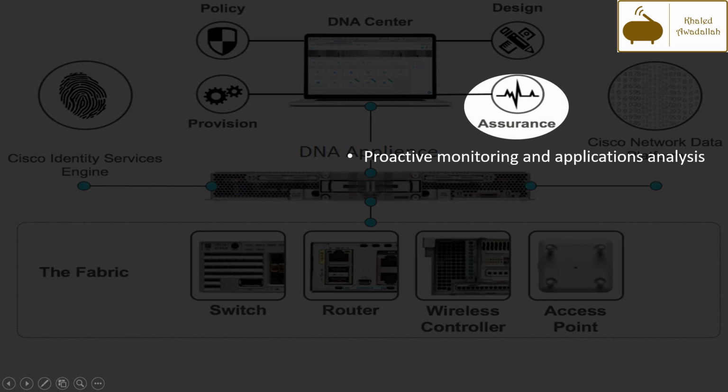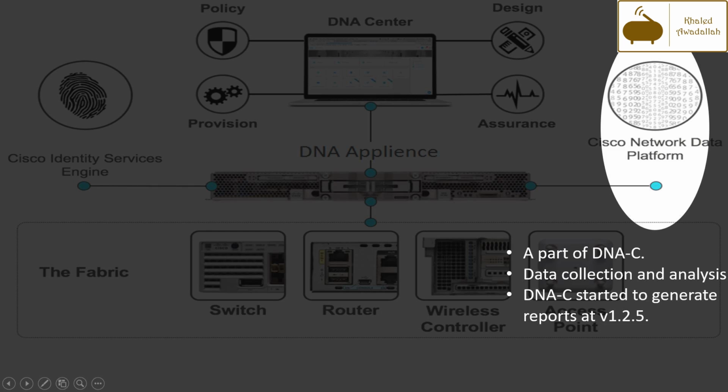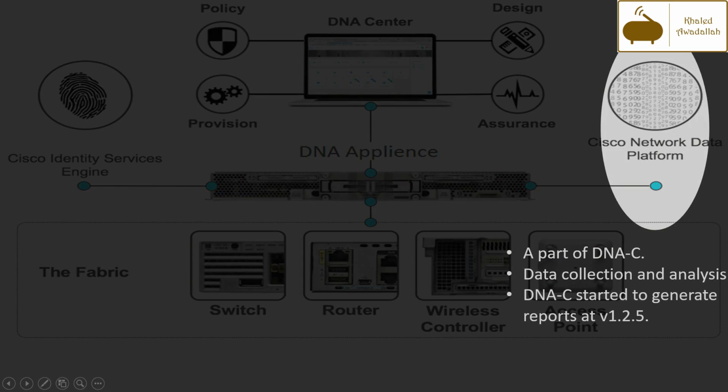And the last module, a very powerful module for monitoring and troubleshooting, is the DNA Center Assurance module. It's used for proactive monitoring and application analysis. Cisco Assurance is using a software module from Cisco, already embedded inside Cisco DNA Center. It's called Cisco Network Data Platform. It's used for collecting all telemetry data from DNA Center devices, switches and routers, access points, etc. Then DNA Center analyzes them and produces some kind of reporting.